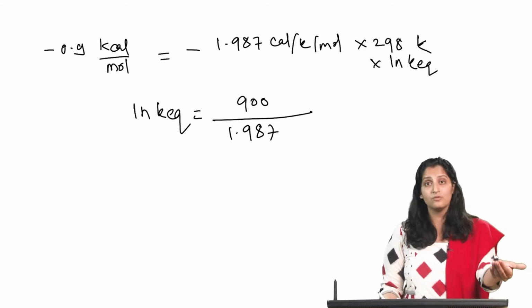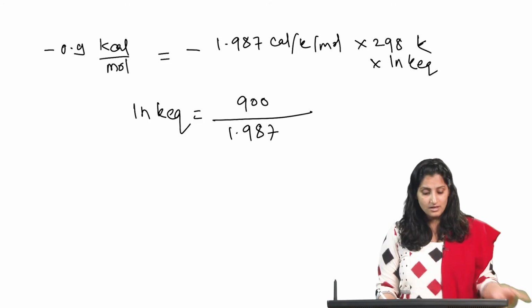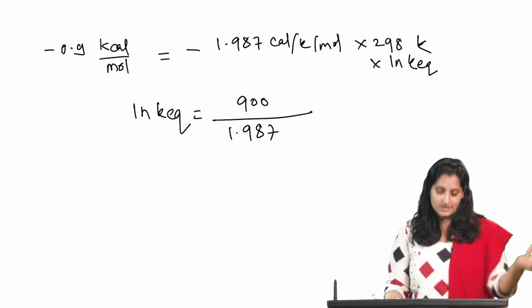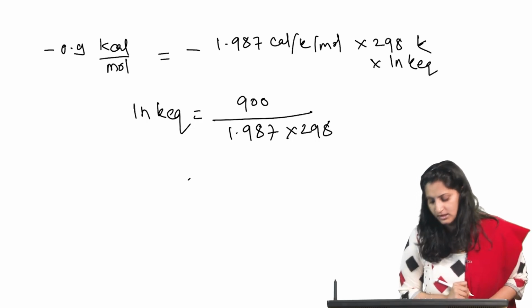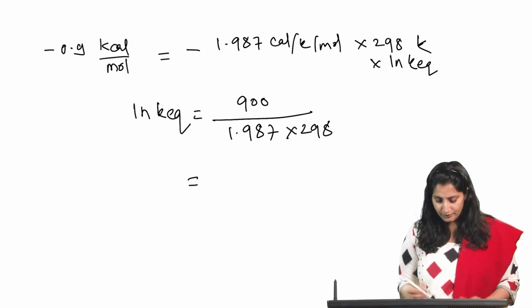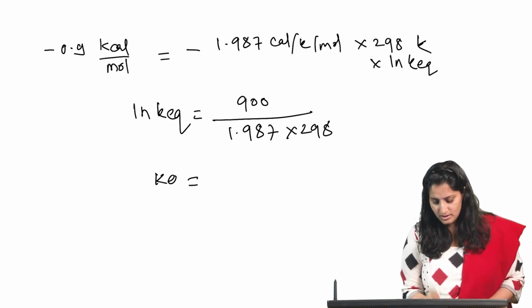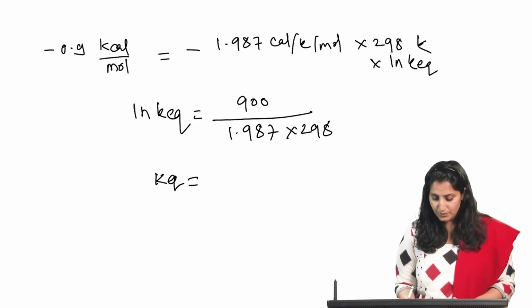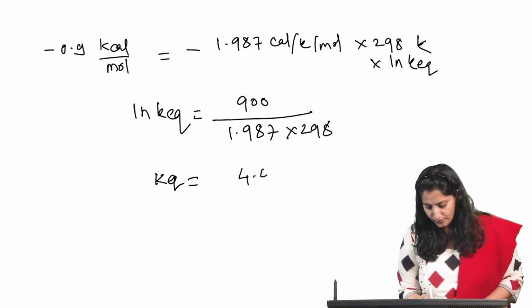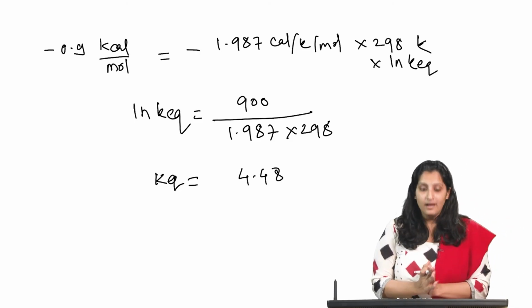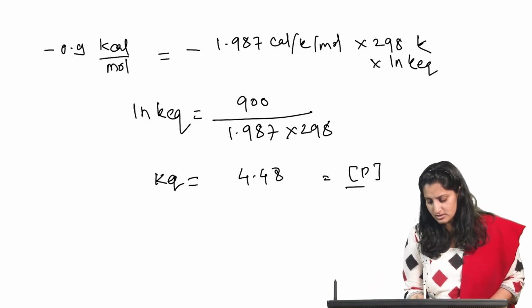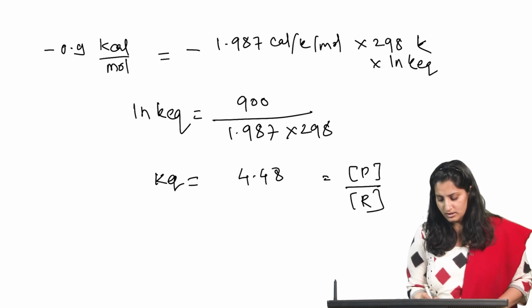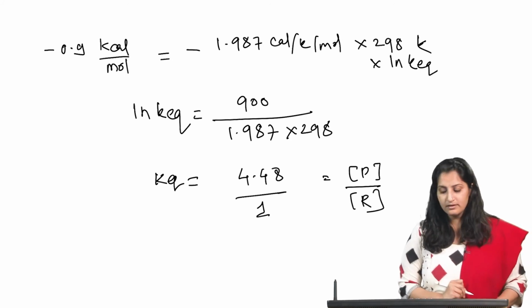So, remember you have to convert kilocalories into calories. So, 0.9 kilocalories is 900 calories, times 298 here, right. So, if I really have to figure out KEQ using this, the KEQ value comes out to be about 4.48. Now, KEQ we also know is the concentration of products over reactants, right. So, this is divided by 1, right.